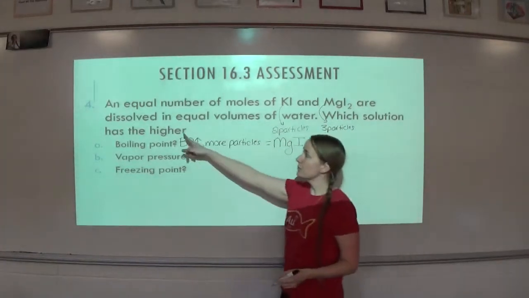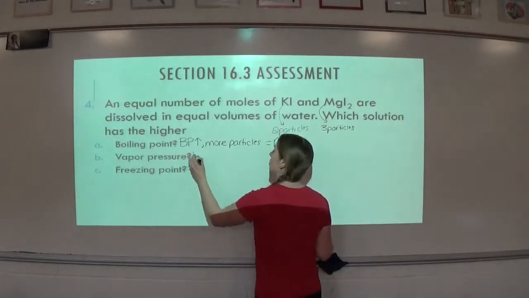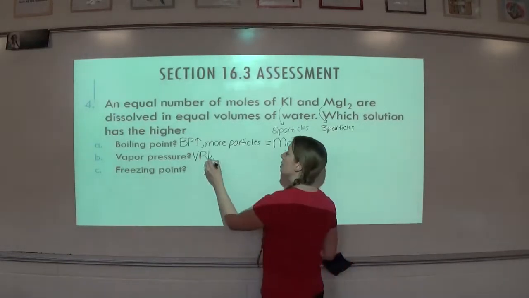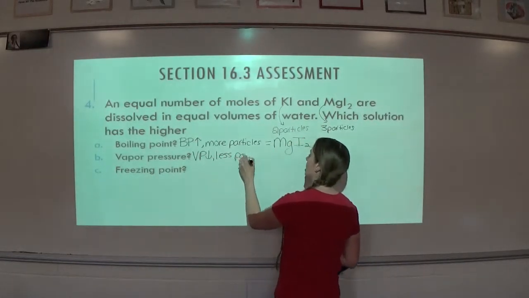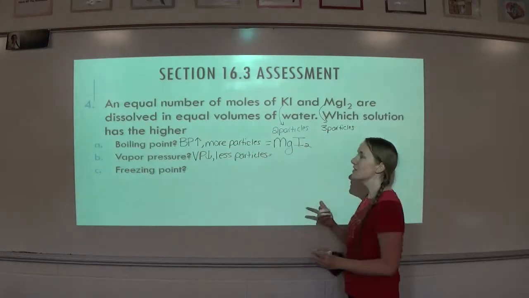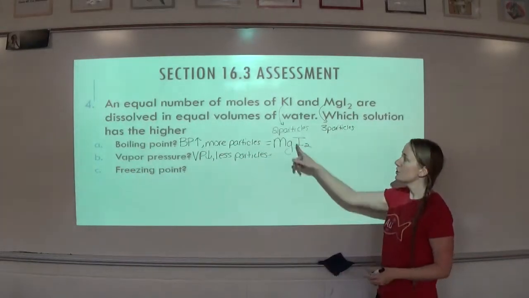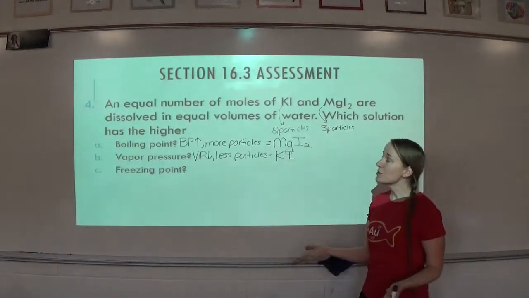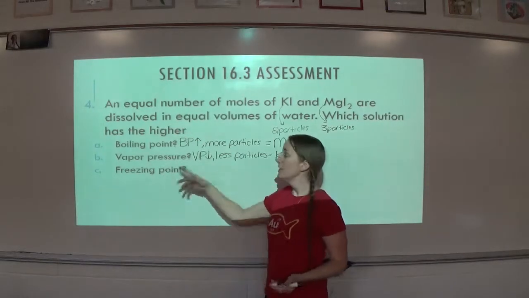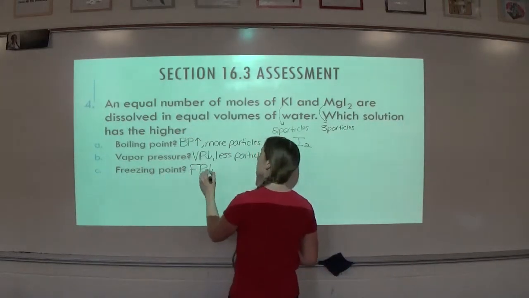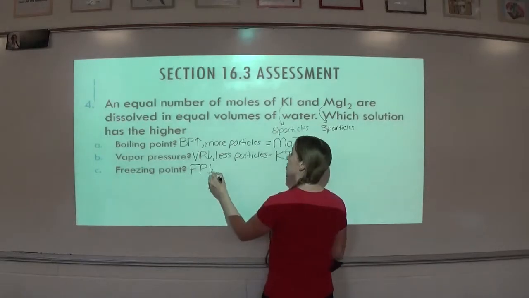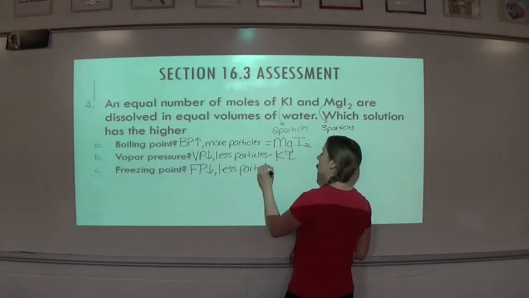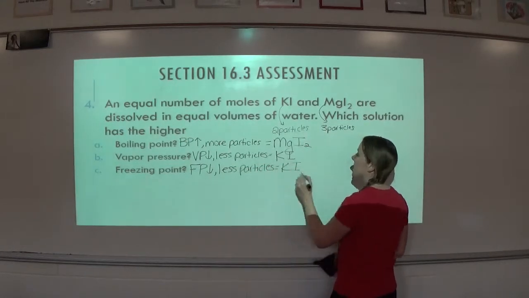Well, then it says, which one has the higher vapor pressure? Well, my colligative property is vapor pressure depression. So I don't want the one with more particles, I want the one with less particles. Because remember, if it's the opposite of the colligative property, we want less particles. So who has less particles? KI. And then last one says, which one has the higher freezing point? Well, remember, freezing point is also depression, so it's going to go down. So again, since I want higher, I'm going to look for less particles. And that again is KI.